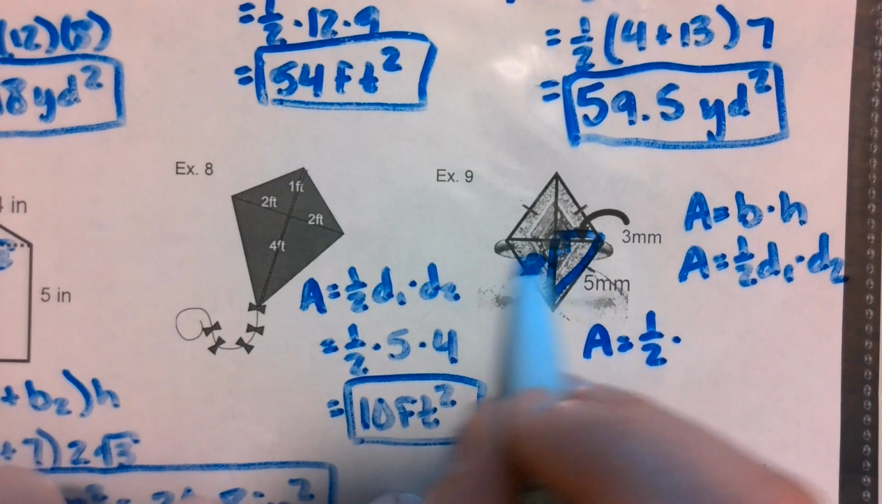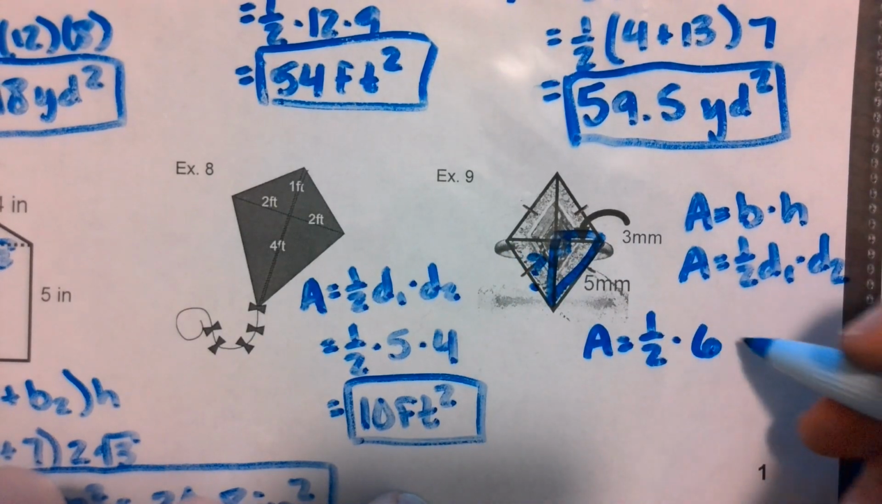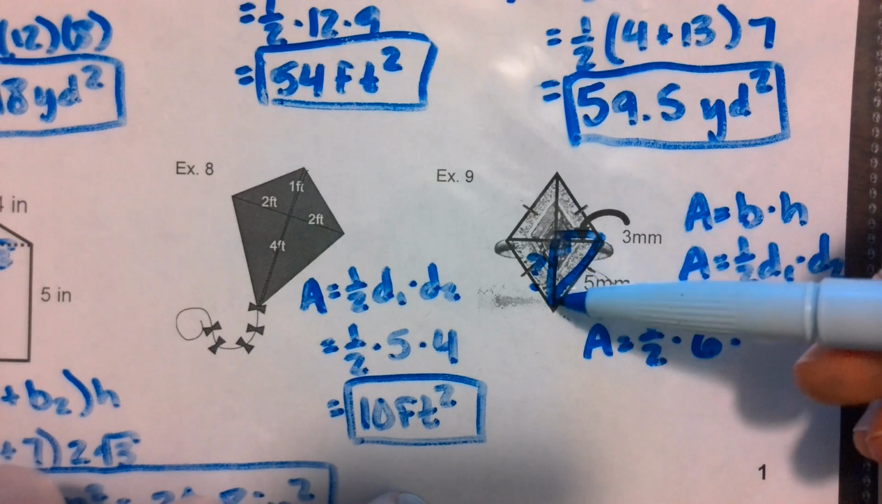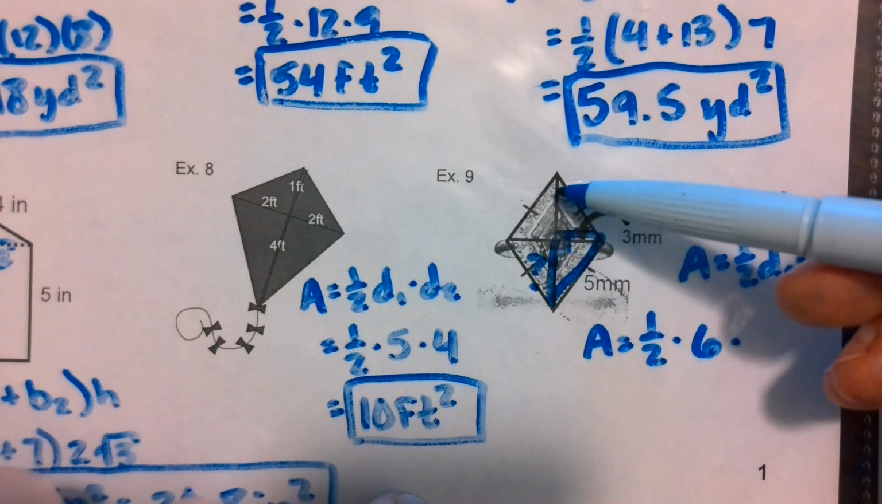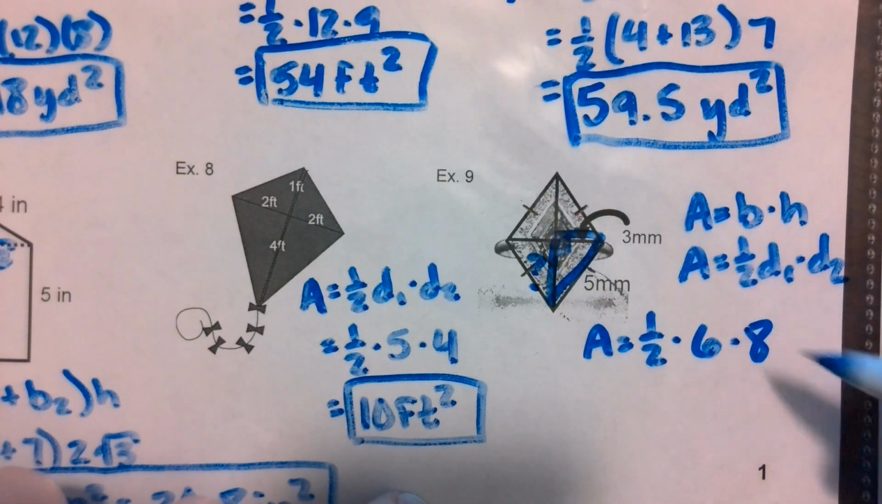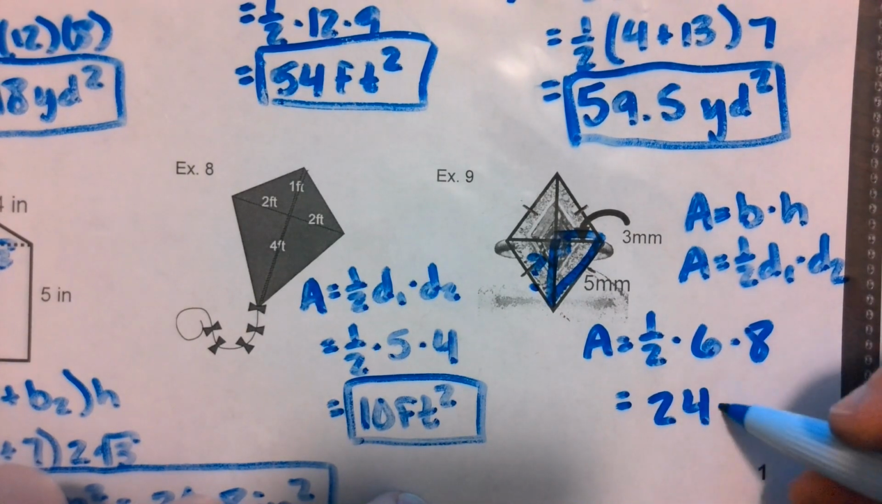So one of my diagonals, my horizontal one, is going to be 6. And then my vertical diagonal, since I had 4 here, I'm going to have 4 at the top as well, so it will be 8. So my area here is 24 millimeters squared.